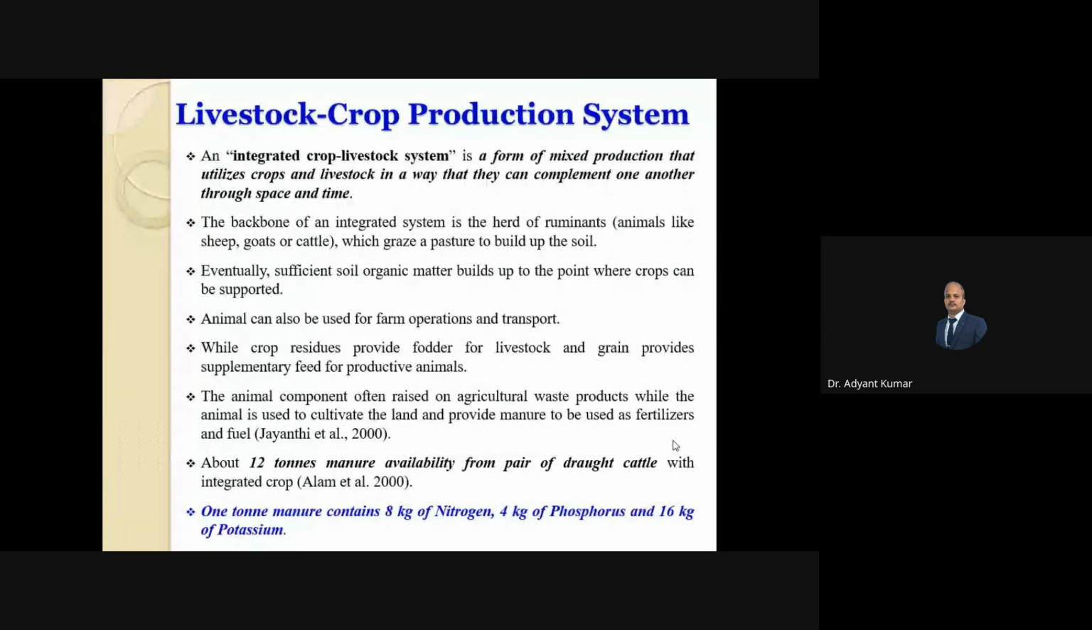One of the most important systems is the livestock crop production system. It is a form of mixed production system which utilizes crop and livestock in a way that they can complement one another through space and time. The backbone of Indian agriculture's integrated system is the herd of ruminants, which graze a pasture to build up the soil, as well as provide sufficient organic matter to build up soil health.